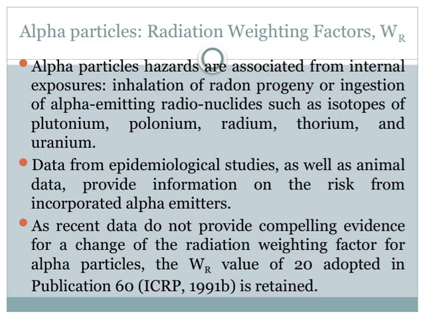Let's talk about the hazards associated with alpha particles, specifically from internal exposures. These hazards mainly come from inhaling radon progeny or ingesting alpha-emitting radionuclides, such as isotopes of plutonium, polonium, radium, thorium, and uranium. When these substances enter the body, they can cause damage at a cellular level, which is why understanding their risks is so important. We gather information on these risks from epidemiological studies, which look at human populations, as well as from animal studies.